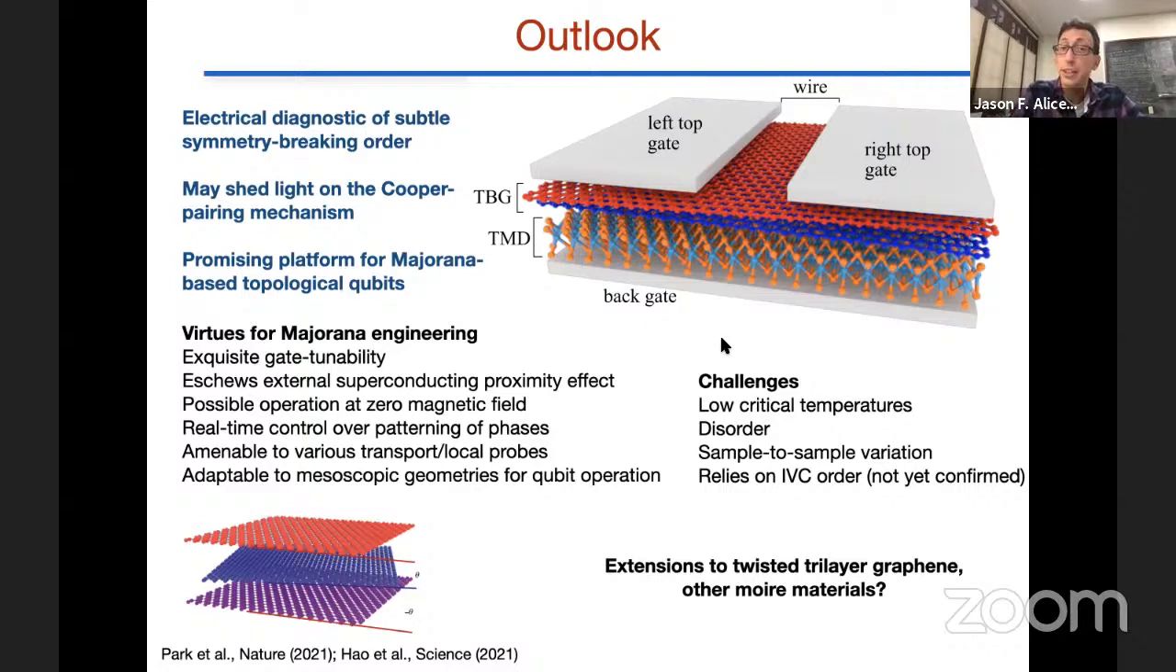and tempting extensions is to think about twisted trilayer graphene, which has also been shown to exhibit superconductivity and various correlated phases in the phase diagram. In this case, the critical temperature is higher and sustains superconductivity to quite large in-plane magnetic fields. And so that's a very tempting platform to think about similar ideas in.